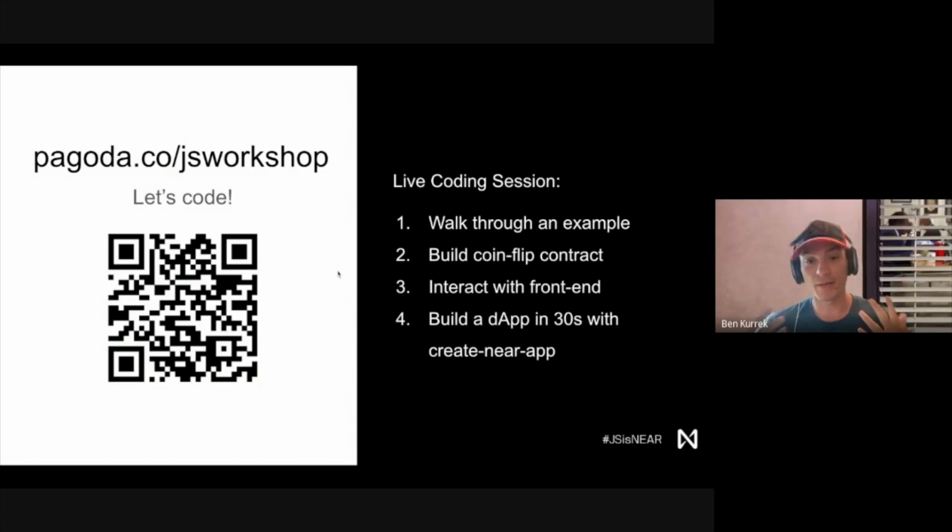Today we're going to be going through some live coding for some JavaScript smart contracts. The very first thing that we're going to do is look at a super basic status message smart contract where you can store, retrieve, and change a status message on chain.